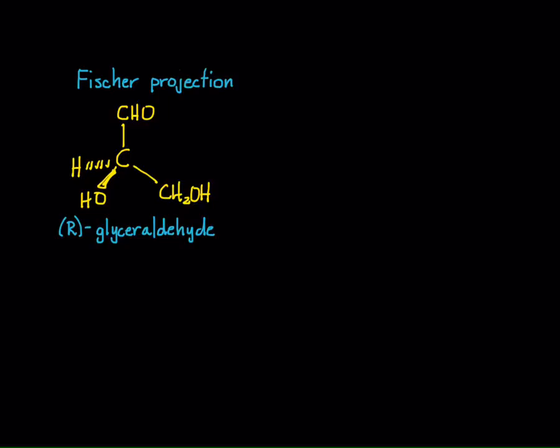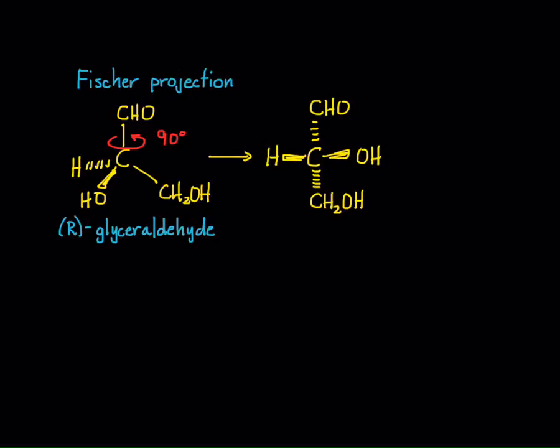So the way that we orient this tetrahedral carbon is essentially we're going to rotate it 90 degrees along that carbon-aldehyde axis, so that the OH is still coming out at me, but now the hydrogen is also coming out at me, and the CH2OH is actually going behind me. And so when I do that, this is what I get.